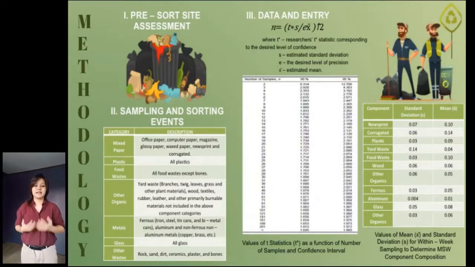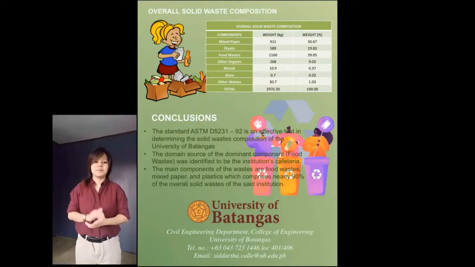As presented in the table, here is the complete list of material categories and their definitions. In the data entry, we see the governing equation for the number of sorting samples and the suggested values of X, X bar, and T. In the span of 6 days of sorting, here is the data that has been gathered.